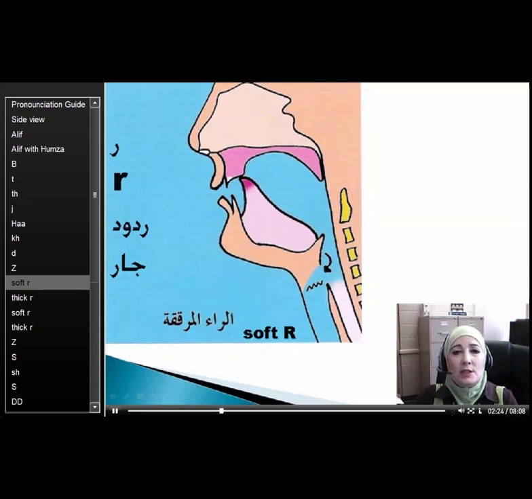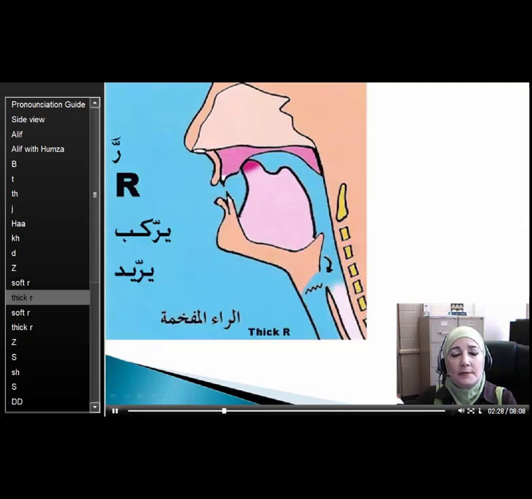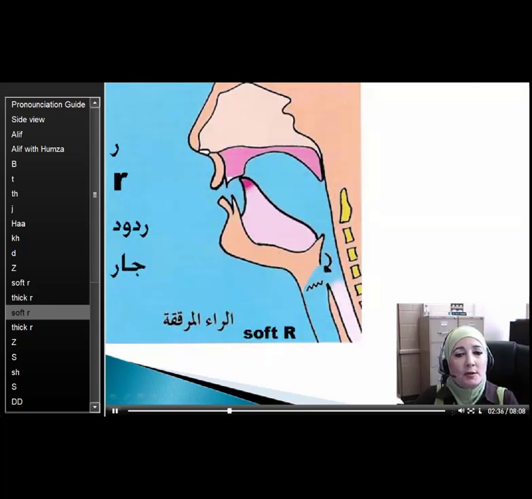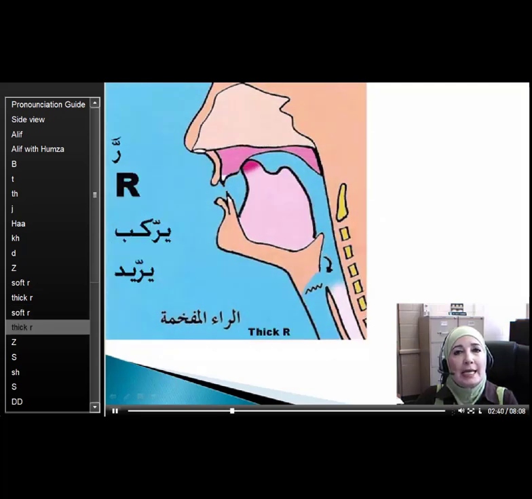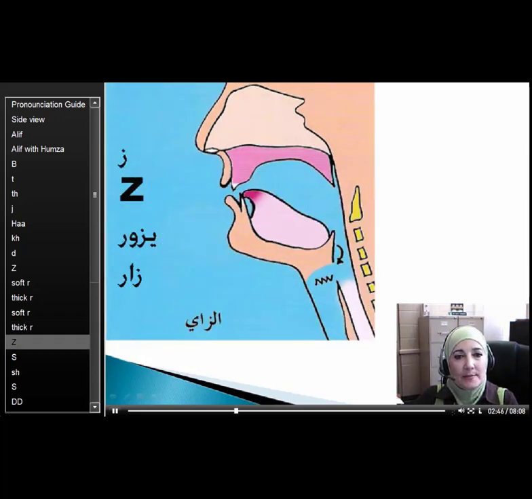This is the thick Ra. This one was the soft Ra. Soft Ra. It has a shadda. You'll learn about shadda soon enough. This is like zebra.